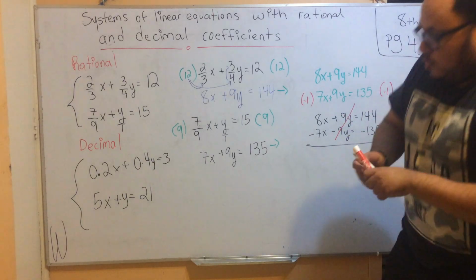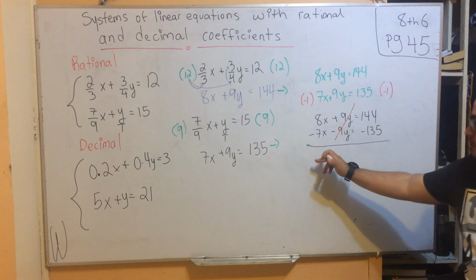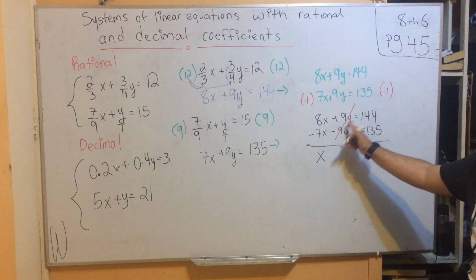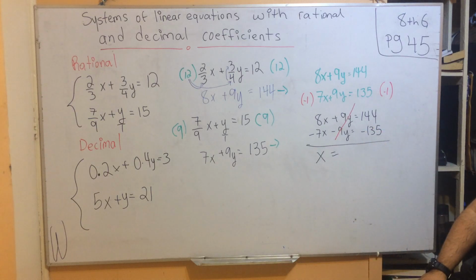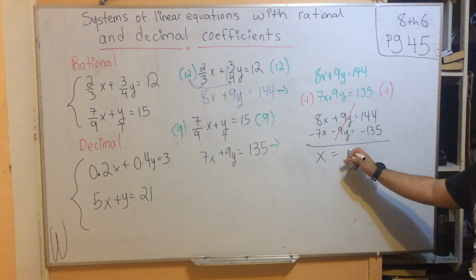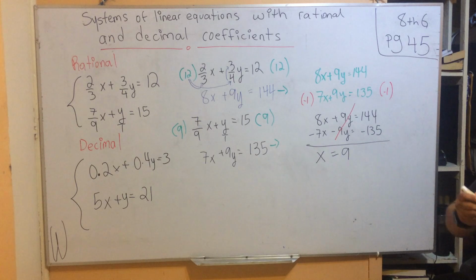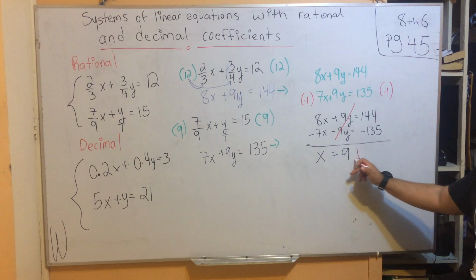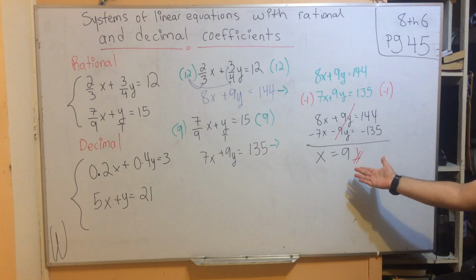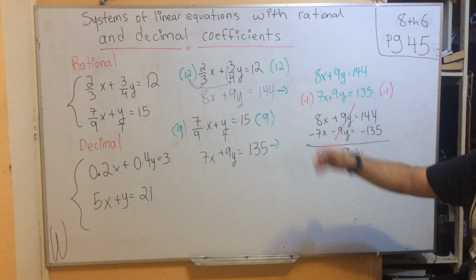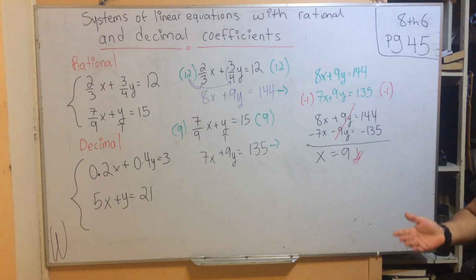Okay, so what do we have here? 8 minus 7 is 1. This one doesn't exist. And then we just have to subtract. That's 9. And now we have the value of x. What do we do with this value of x? We take it into one of the equations so that we can find the value of y.